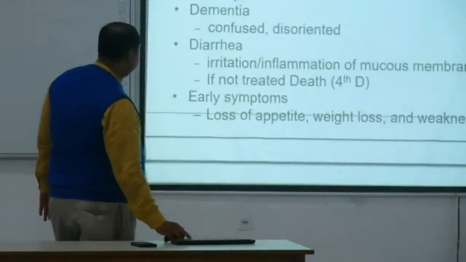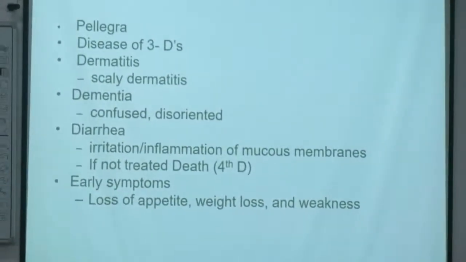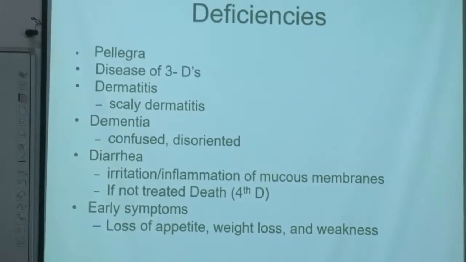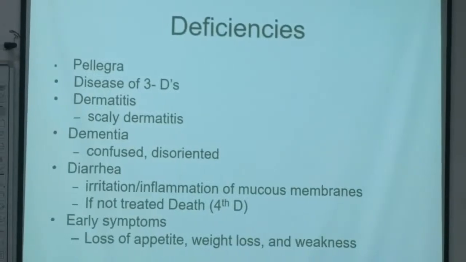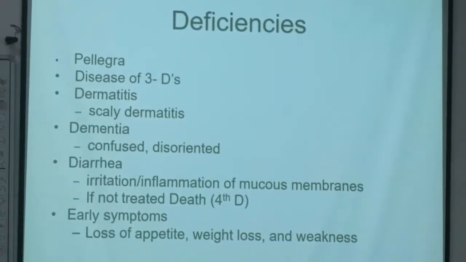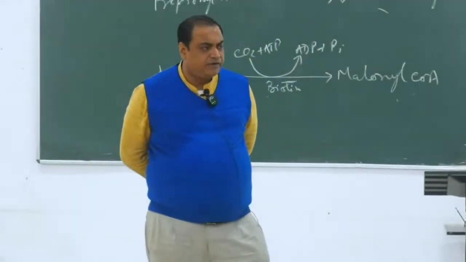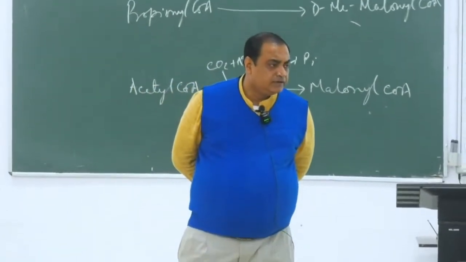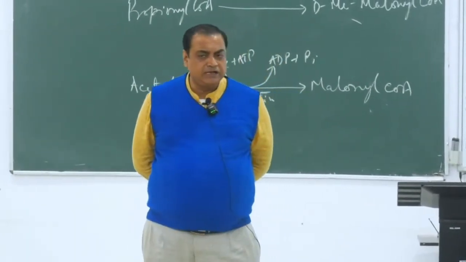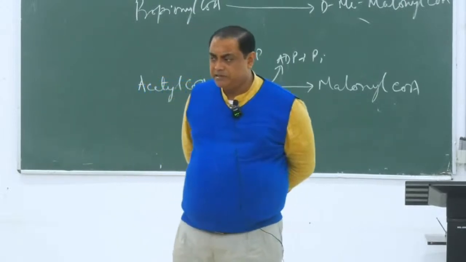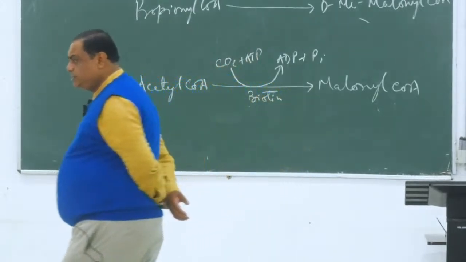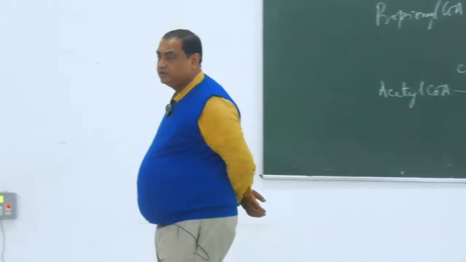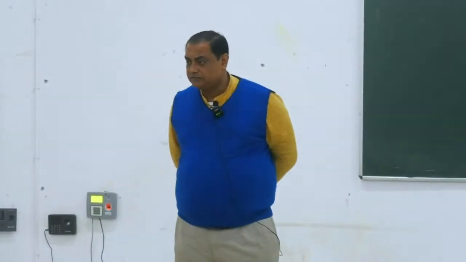GDH, glutamate dehydrogenase. Now, deficiency manifestation of niacin. It leads to a disease called pellagra. Pellagra is a disease of 3 Ds: diarrhea, dementia, dermatitis. If untreated, the 4th D comes into action.